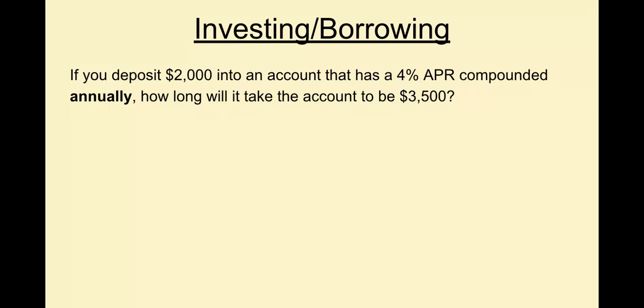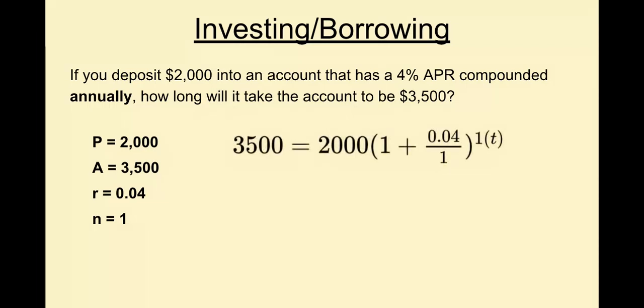Well, let's label out our pieces. Our initial amount is 2,000. We want 3,500. We have a rate of 4%, so change it to a decimal. And we're going to compound the 4% once a year. We have no idea what the time is. That's what we're solving for. So let's plug it all in. Now we have this nice equation.